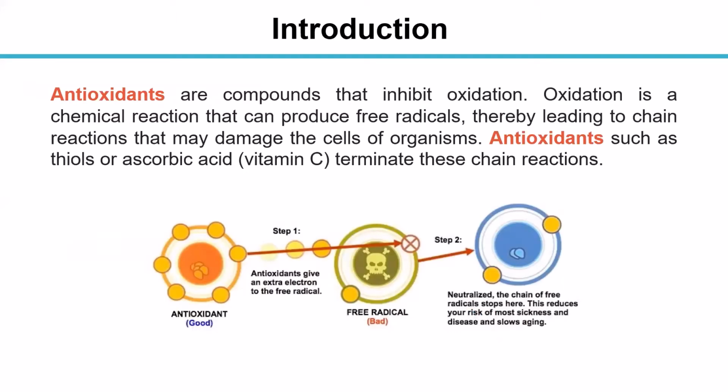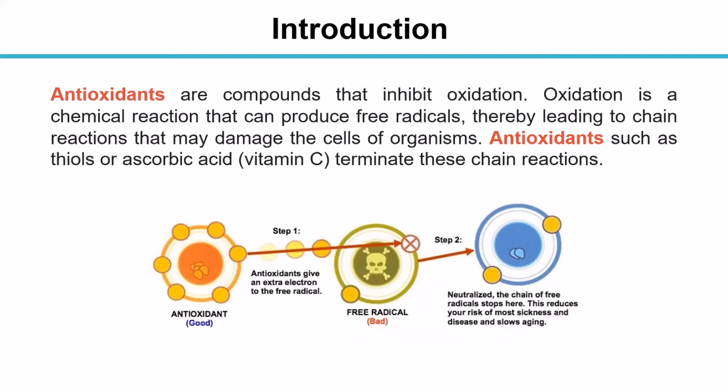So next is a new term, antioxidants. Antioxidants are compounds that inhibit oxidation. Oxidation is a chemical reaction that can produce free radicals, thereby leading to some chain reactions that may damage the cells of organisms. Antioxidants such as thiols or ascorbic acid, also called vitamin C, can stop these chain reactions.